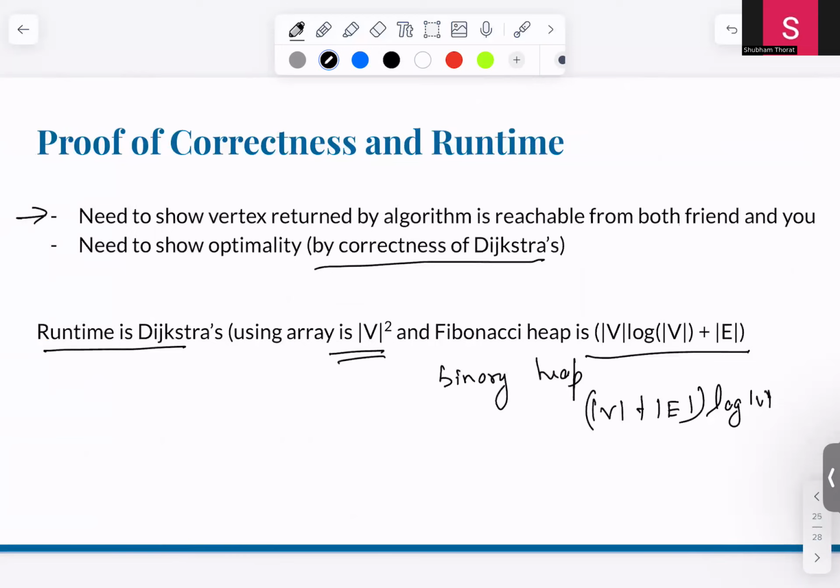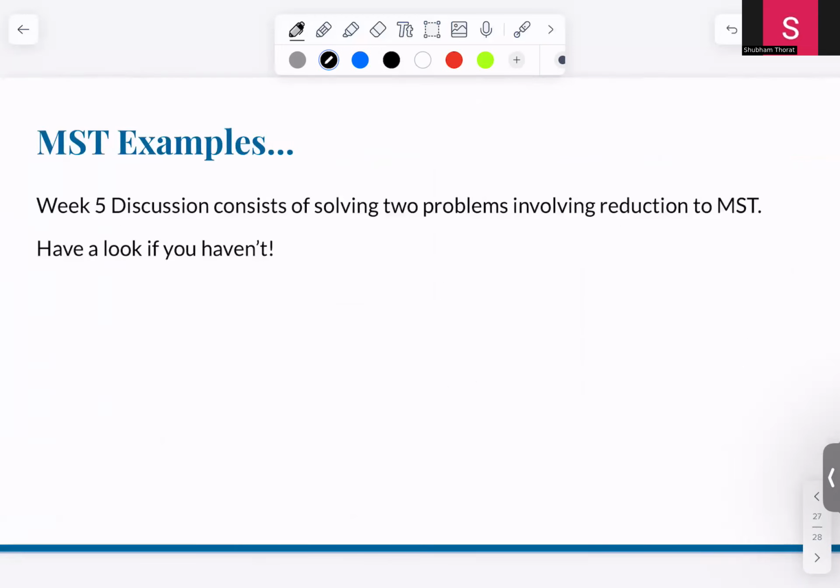Okay. There's one more problem set that we have not covered in this review session, which is the MST problems. We covered that in Monday's discussion session. So we covered two problems related to MST. I highly suggest you take a look at it if you haven't yet. Before we end, are there any questions that you want any clarifications with?